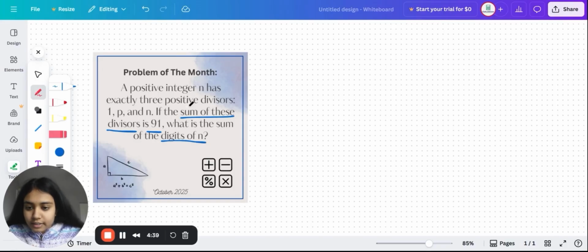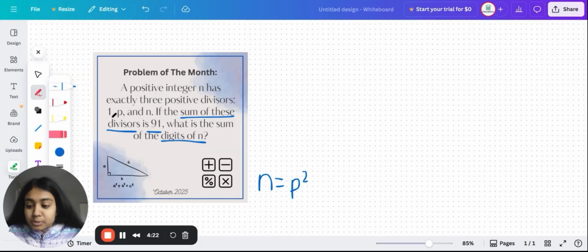Okay, so let's take a look at the first part of this problem. The three positive divisors that are given to us are 1, p, and n. I think an easy approach for this problem is first finding what the value of n is. Given the information, we can assume that n equals p squared.